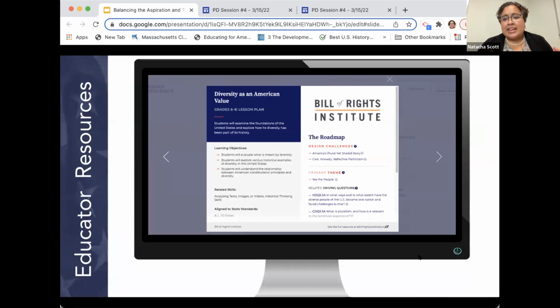So on the EAD website, Jen mentioned a robust collection of resources. There are even more educator resources on the EAD website. So if you have not gone to explore, please check out the website. Here you're going to have lots of lessons and units and resources directly aligned to the roadmap, the design challenges, the theme. So here's an example from Bill of Rights Institute.